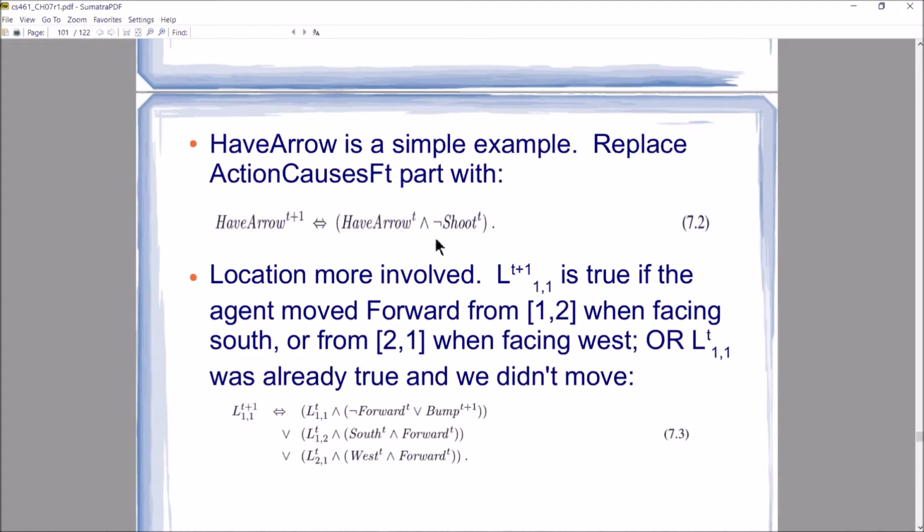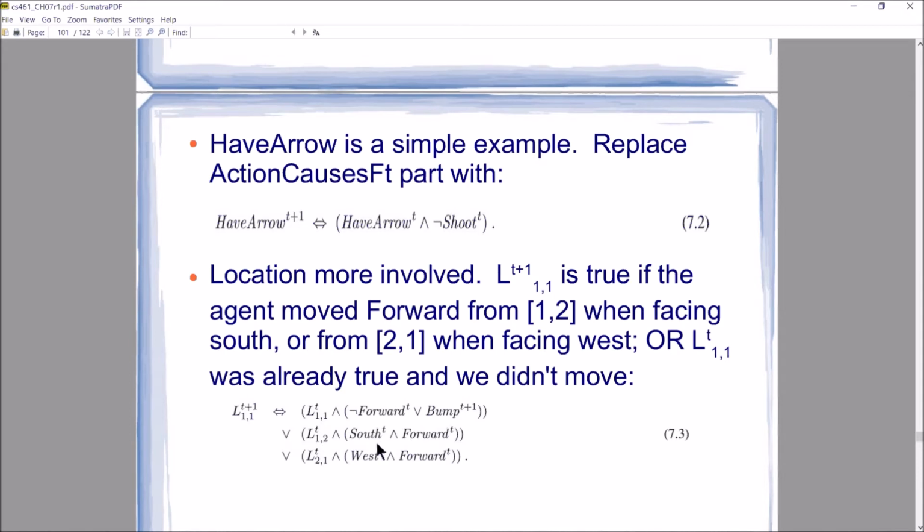Now location is a little bit more involved. What this sentence is saying is that at time t plus 1 you'll end up in square 1 1 if and only if at time t you were in square 1 1 and you didn't move forward during time t, or there was a bump. So if you didn't move forward or you bumped into a wall and you were in square 1 1, the result is that you're in square 1 1 one turn in the future.